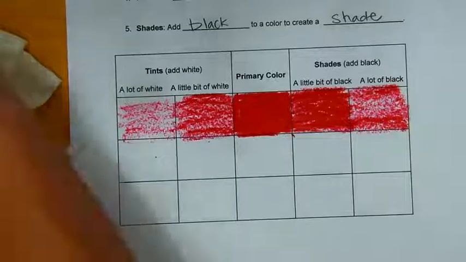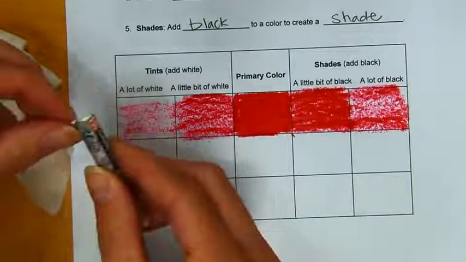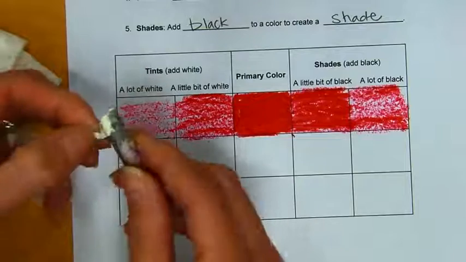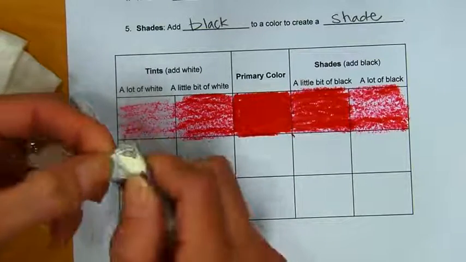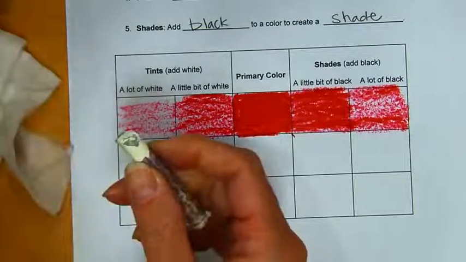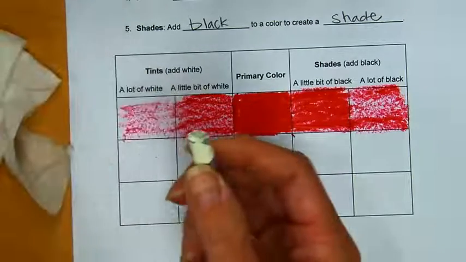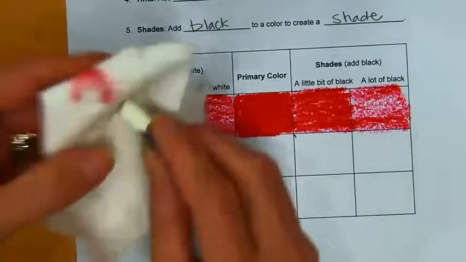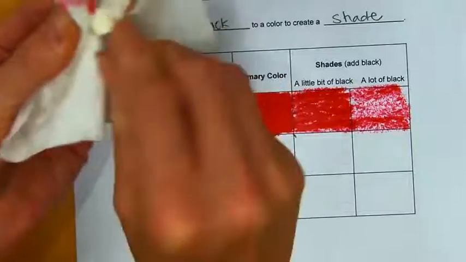After that, you're going to take out your white, and mine definitely needs peeling. So if you need to peel one, you just peel the paper off. You can just set that paper on your desk and pick it up at the end of class. And I'm going to clean the tip of my white because mine definitely looks like it has gray all over it.